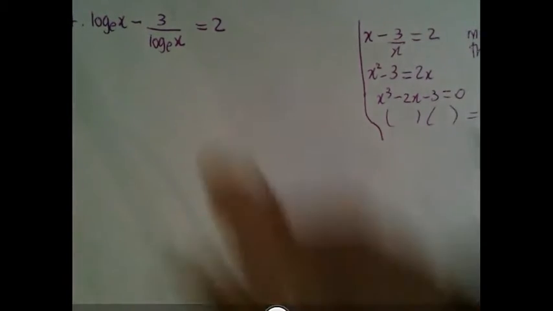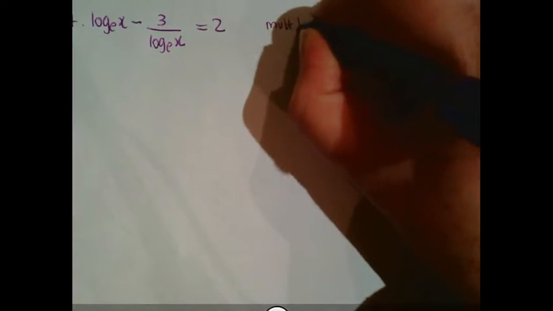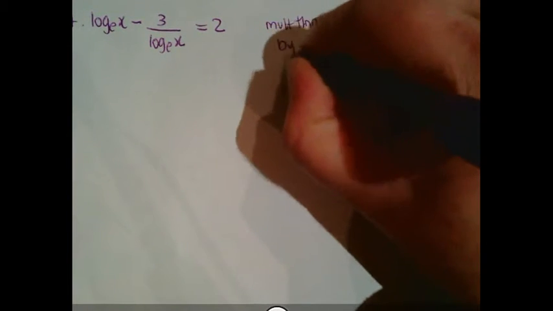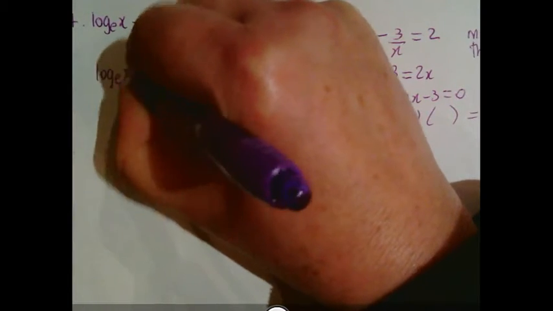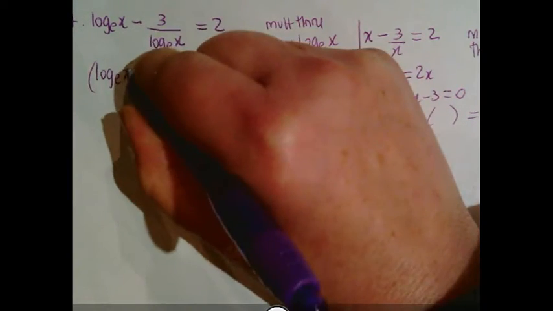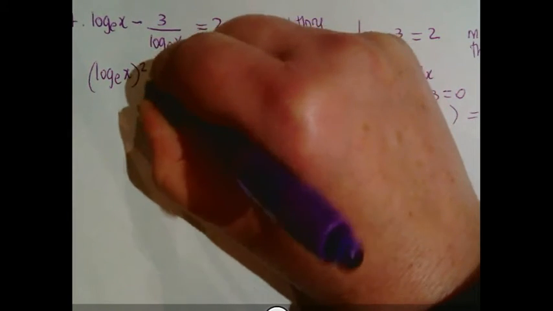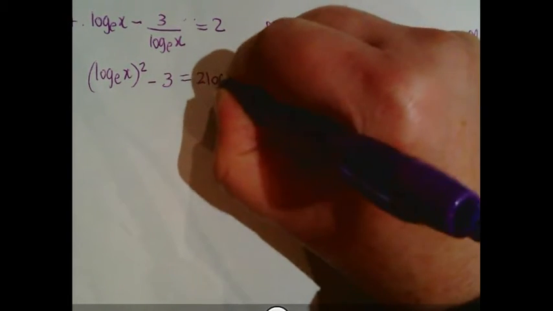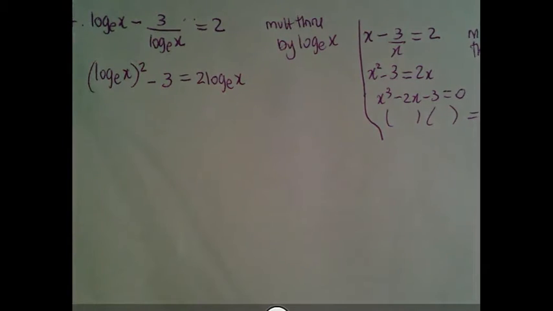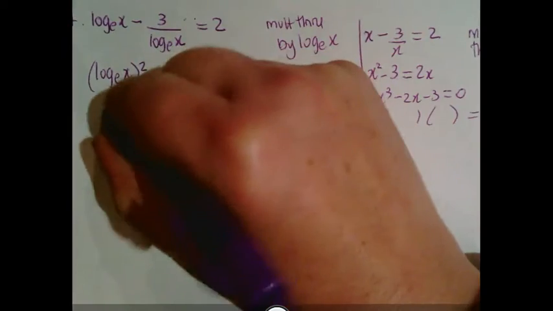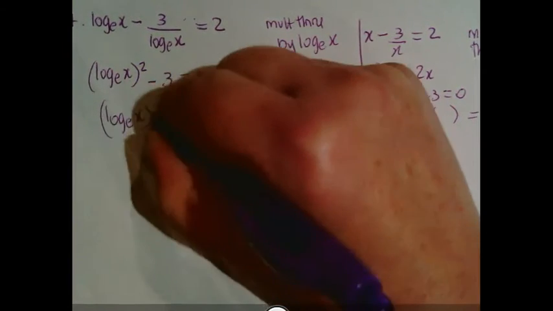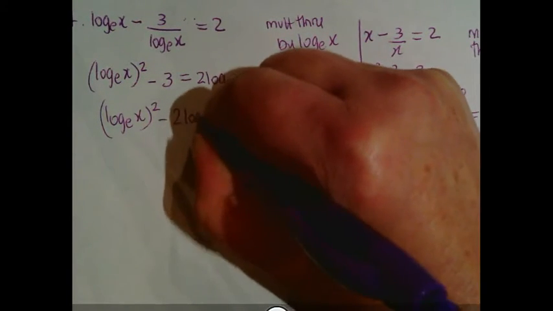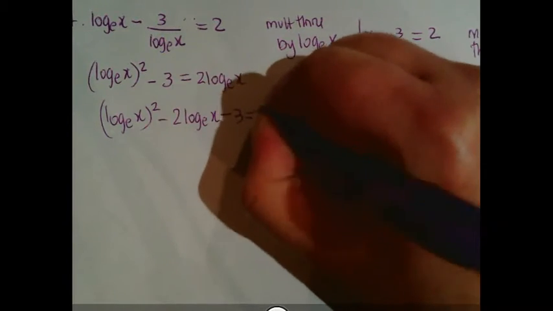Okay? So what we're going to do here is multiply through by log to the base e of x. So I've got log to the base e of x squared. Now it's not just the x that is squared, I'm squaring the whole thing, okay? Minus 3 times log to the base e of x, so if I times this by log to the base e of x, they cancel, equals 2 log to the base e of x. Now I'm going to take everything over to the left. So I've got log to the base e of x, all squared, minus 2 log to the base e of x, minus 3 equals 0.